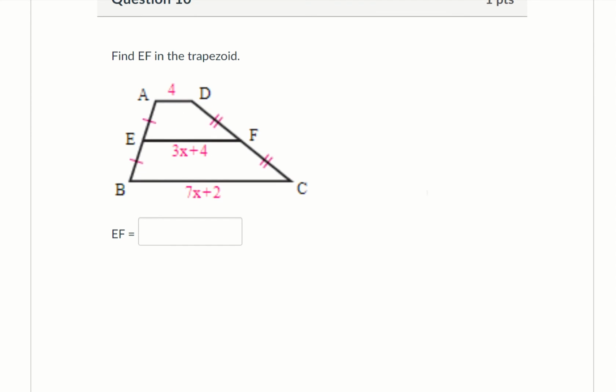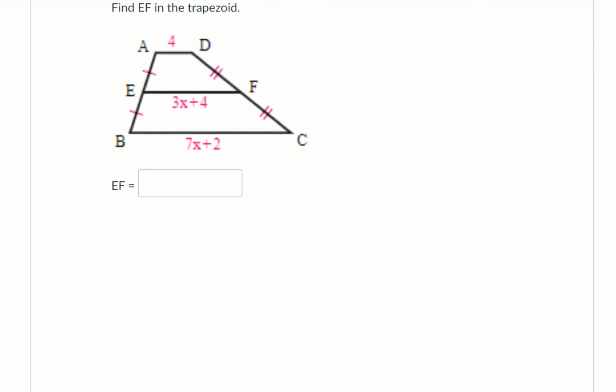All right, for question 10, we have another trapezoid with a mid-segment, EF. We can tell it's a mid-segment because if you look at it, it's cutting this in half. This is the same on both sides, and it's also cutting this in half. It's the same thing on both sides. So it's truly in the middle, at the midpoint of each of the line segments.